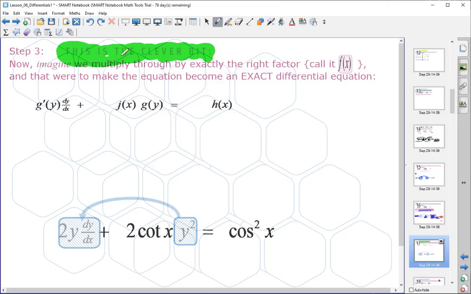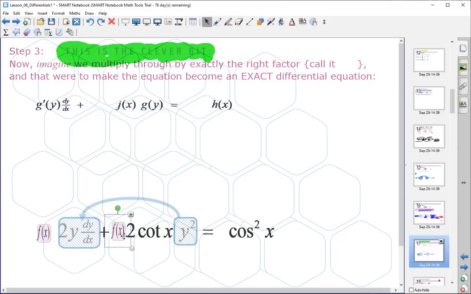Now imagine that there was something that we could multiply through this whole differential equation by. All we've done is match up the y's like we normally do, and then the x's didn't match up, so we got rid of the stuff at the front. Now we still need to figure out how to make the x's match up. So imagine you could multiply the whole equation through by some integrating factor called f(x).